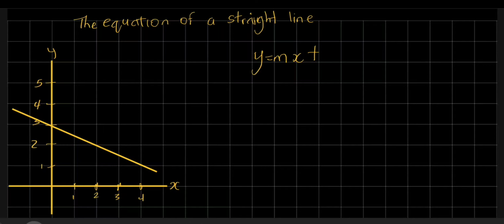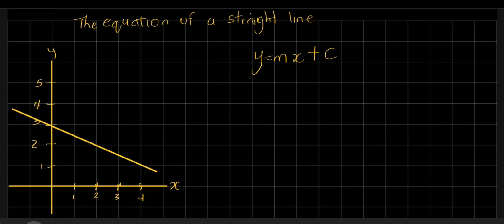And the m, as you learned in the previous video, represents the gradient of the line, the slope of the line. And the c represents the y-intercept. That is just a fancy word for where the line crosses the y-axis. As you can see, this line crosses the y-axis at the point 3.